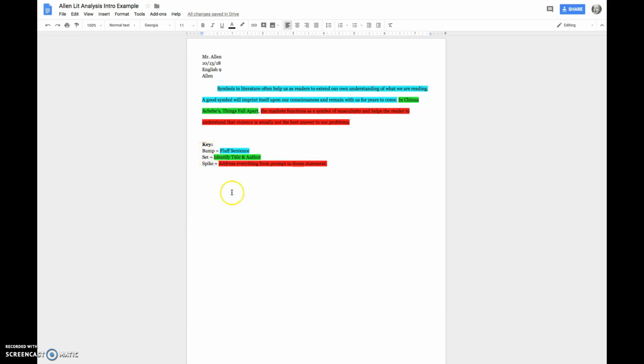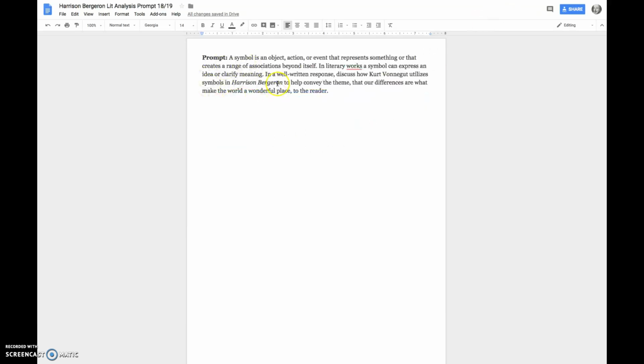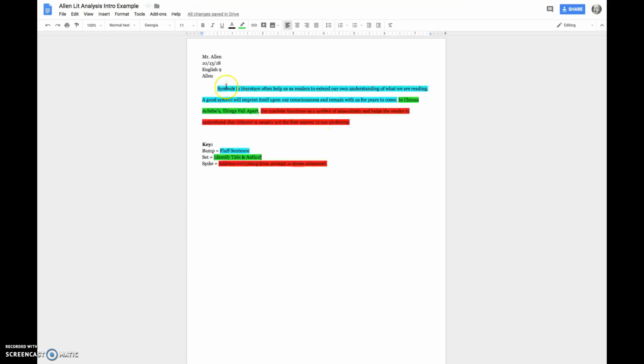That's what we want to do with our intros in lit analysis. We want to slow the prompt down, show them that we can handle it, and we do that with a fluff sentence. And then to set it up, we want to identify the title and the author of the piece. And then for our spike, we're going to address everything from the prompt in the thesis statement. So I've written an intro. I'm not going to write an intro for Harrison Bergeron because that's what you all will be doing. I am going to write an intro about a book called Things Fall Apart by Chinua Achebe.